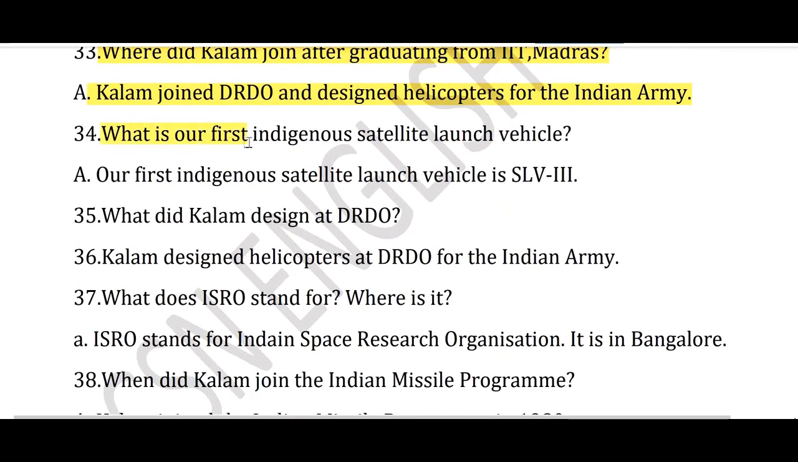What is our first indigenous satellite launch vehicle? Our first indigenous satellite launch vehicle is SLV-3. What did Kalam design at DRDO? Kalam designed helicopters at DRDO for the Indian Army. What does ISRO stand for? Where is it? ISRO stands for Indian Space Research Organization. It is in Bangalore.